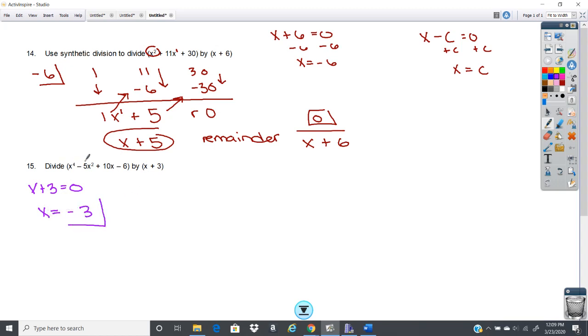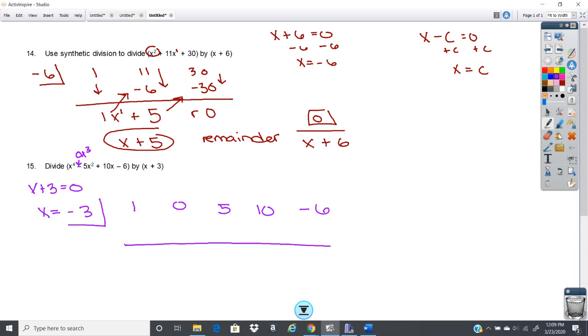And this goes from x to the 4th to x squared. So we are missing an x cubed term. So we're going to use 0x cubed to fill that in right there. And then I go x squared, x to the first, coefficient. So I'm going to go 1x to the 4th, 0x cubed, 5x squared, 10x, -6.